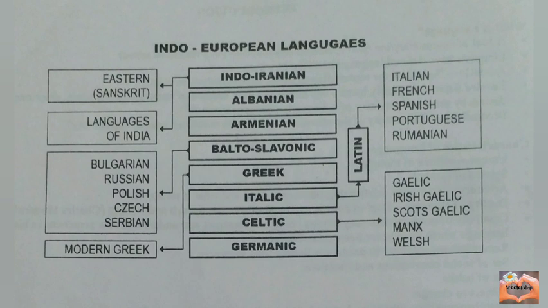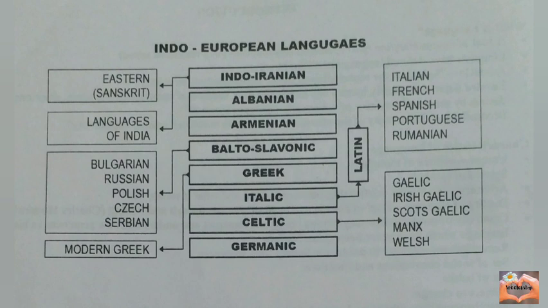First one is the Indo-Iranian, which is again divided into two: Eastern Sanskrit language and languages of India. There are many, right? But the most important of these are Hindi, Bengali, Punjabi, and Marathi. Next is the Albanian, then Armenian. Next one is Balto-Slavonic. It is again divided into Bulgarian, Russian, Polish, Czech, and Serbian. Then Greek, there is modern Greek.